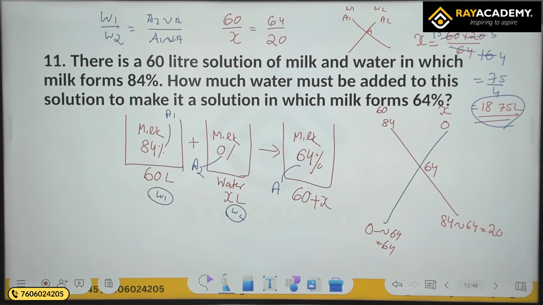This is the easiest way you can do it. Otherwise you can also use the mixture proportion concept. But alligation means mixture. What is the beauty? It gives the average of the mixture, and then you will get the answer very quickly. But you need to understand where to place what: what is W1, what is W2, what is A1, what is A2, and what is A. You have to figure this out.